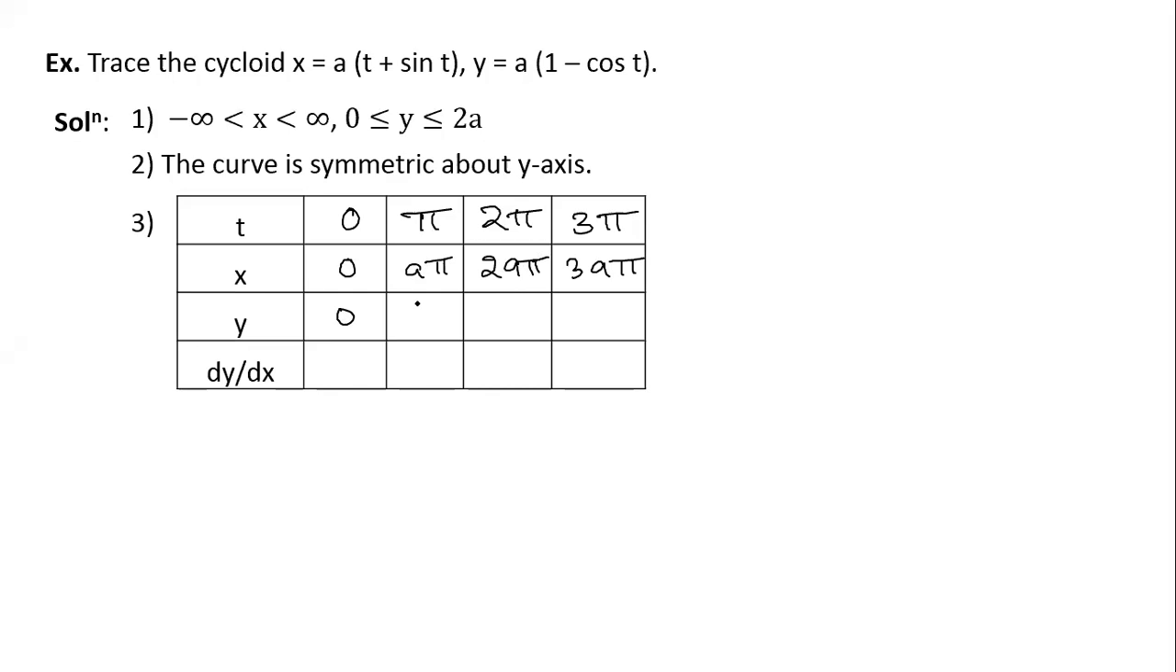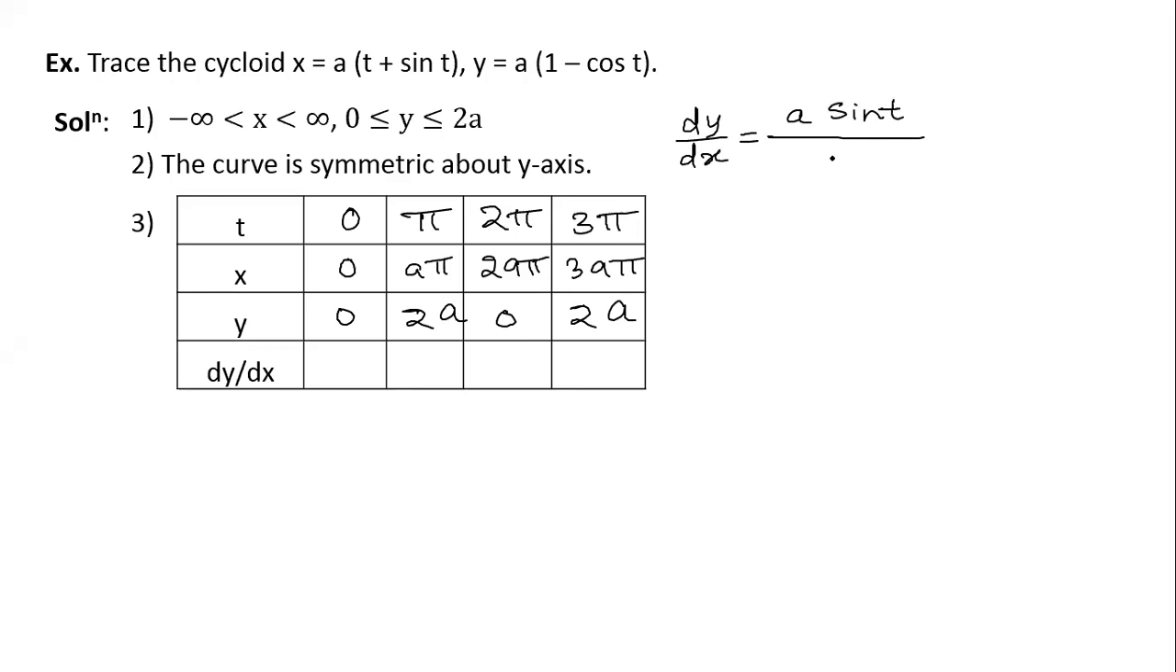Then for t equal to pi, cos pi is -1, so y will be 2a. Then cos 3 pi is the same as cos pi, and cos 2 pi is 1. So it will be 0 and 2a. This will repeat. About dy by dx: dy by dx will be equal to dy by dt over dx by dt. So this will continue.